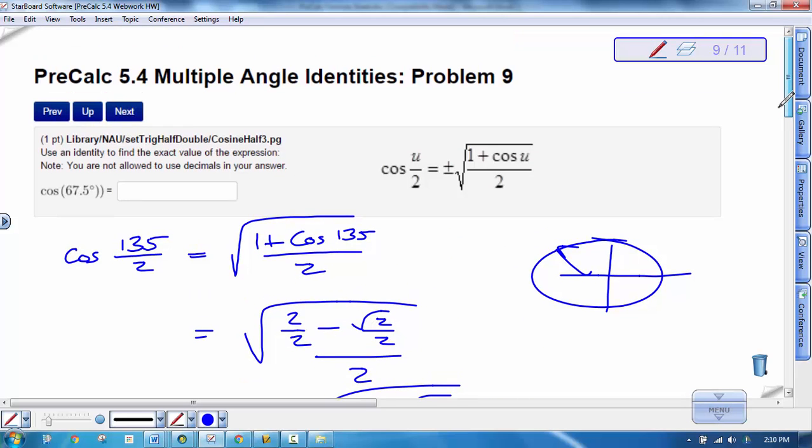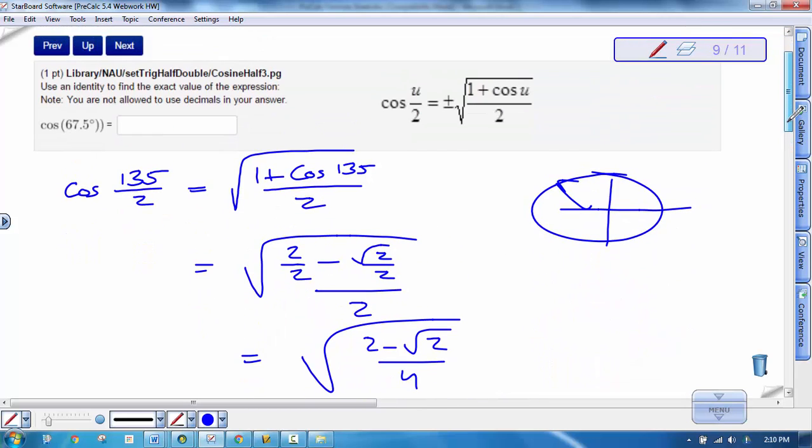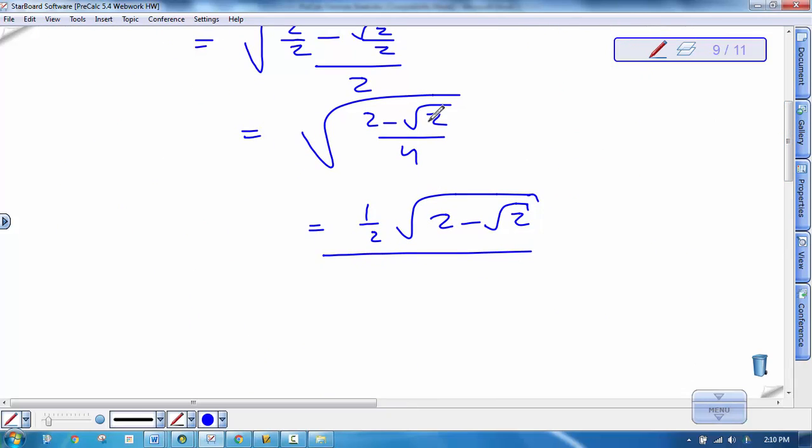But they want us to enter it in however we want. So it does say exact value. So if you enter in either one of these, they'll be right. That was probably a little easier to enter in.